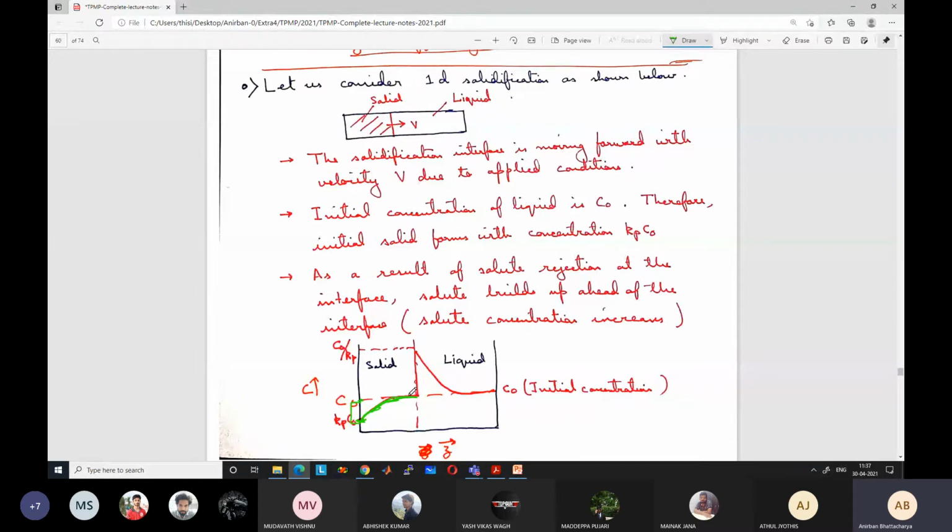So if the concentration of the liquid is C0 by Kp, then for equilibrium condition at the interface, the concentration of the solid will be Kp into C0 by Kp, which is equal to C0. If the concentration in the liquid is C0 by Kp, the concentration in the solid has to be C0 by Kp into Kp, which is equal to C0.